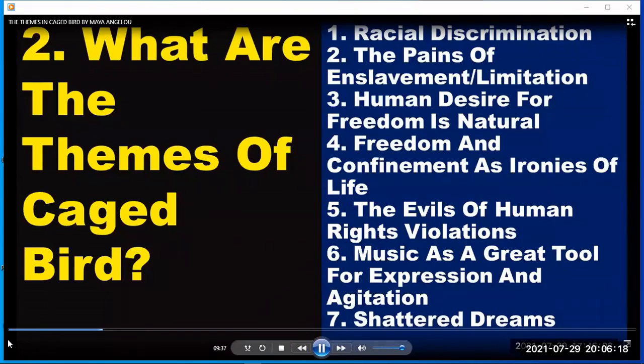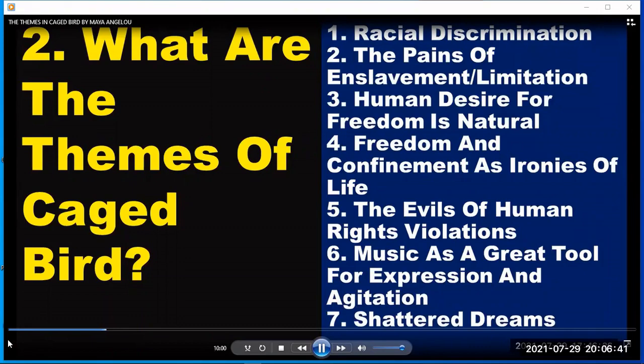Number one, racial discrimination. Two, the pains of enslavement and limitation. Three, human desire for freedom is natural. Human desire for freedom as a natural or universal phenomenon. Number four, freedom and confinement as ironies of life.